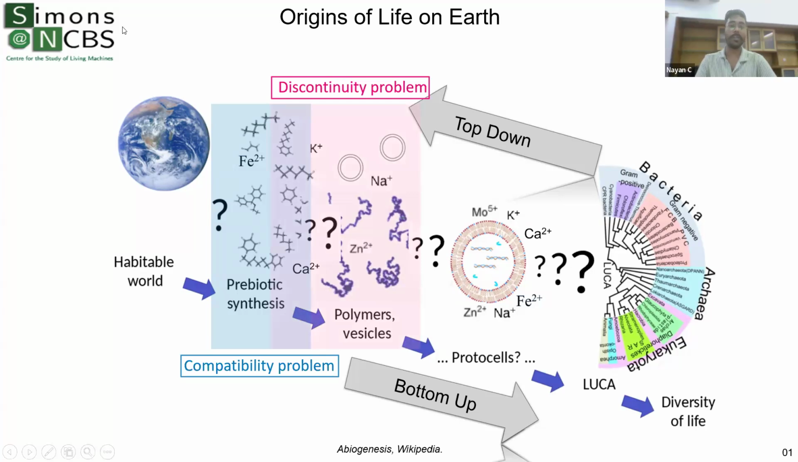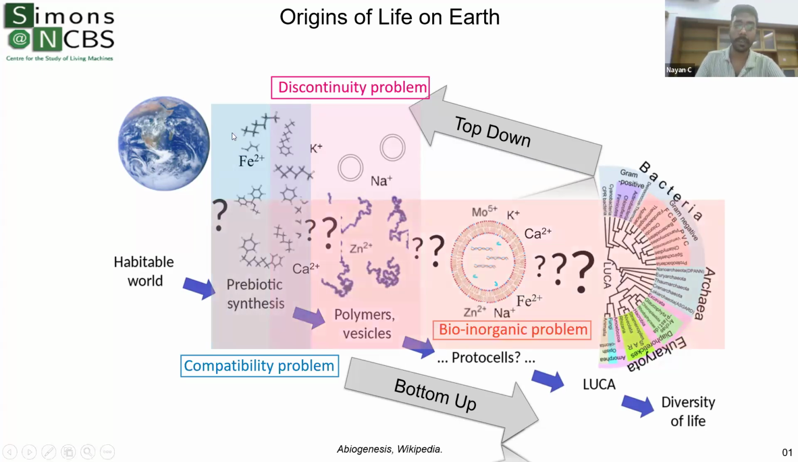The second one is what we call a discontinuity problem. Starting from simple molecules, as more complex molecules are synthesized, these sets of reactions are usually not coupled to structure formation or boundary formation. To us, the discontinuity problem is one in which one can start with simple reagents and can simultaneously get complex chemical reactions and structure formation in one part. So that's the discontinuity problem.